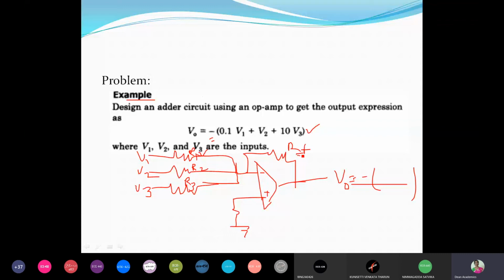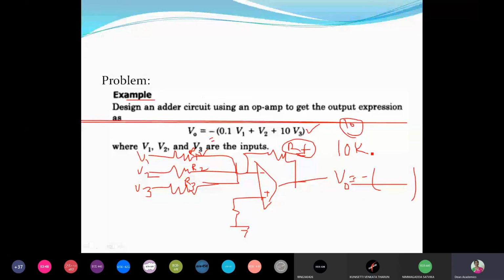So in this design, let us assume that RF is equal to 10 kilo ohms, because it is a problem common to the entire class. If it is in the examination, you can assume any value. Now, in order to drive you in the same direction, I am asking all of you to select RF equal to 10 kilo ohms, right?